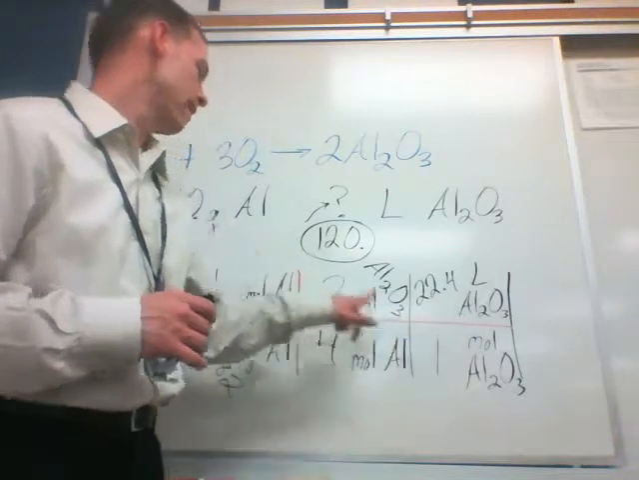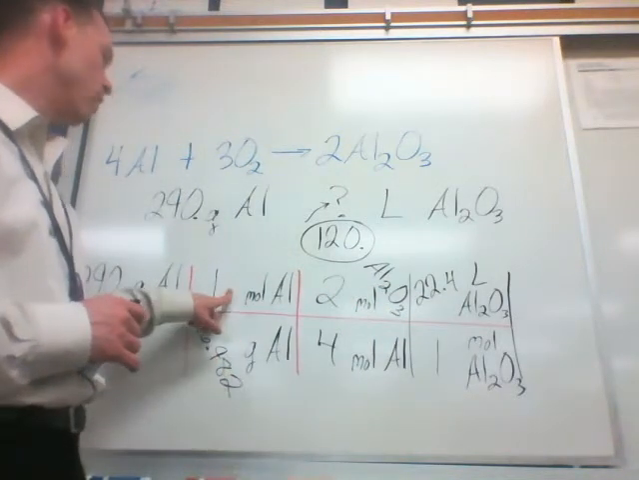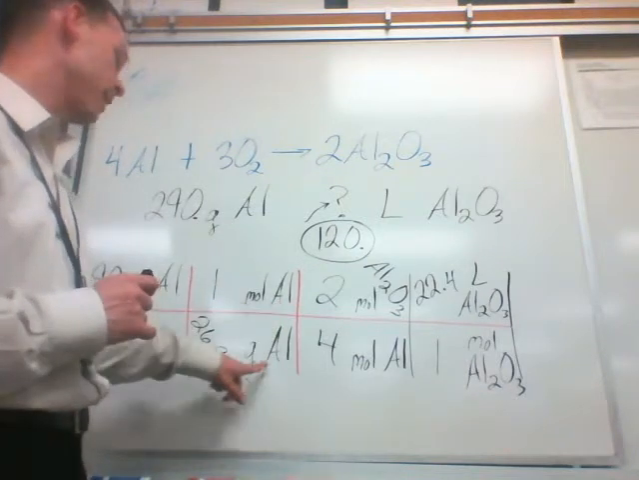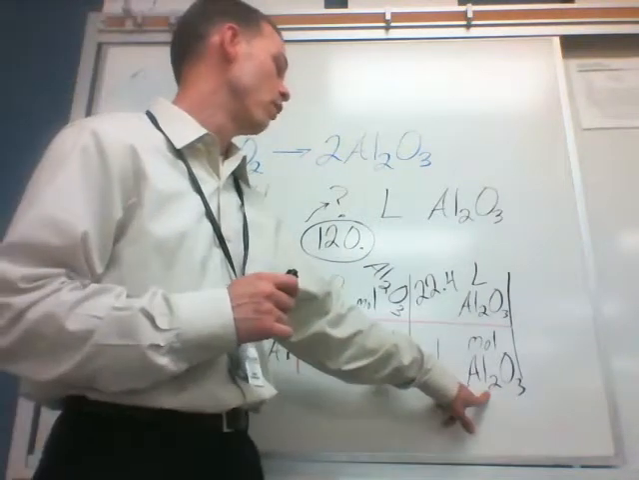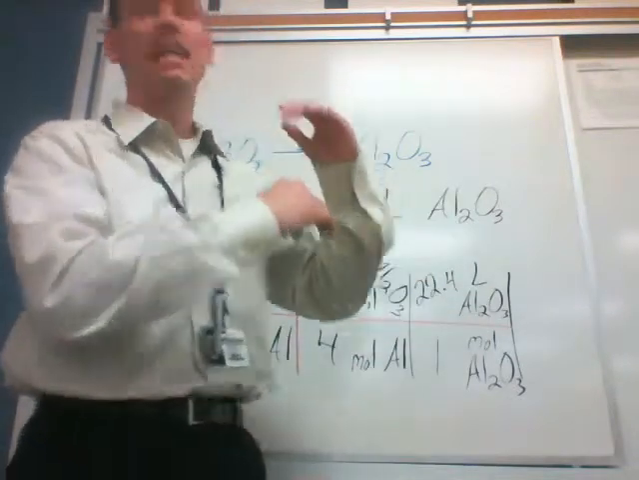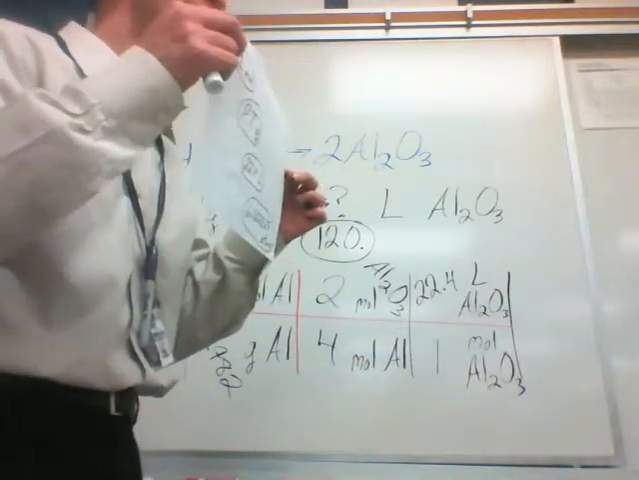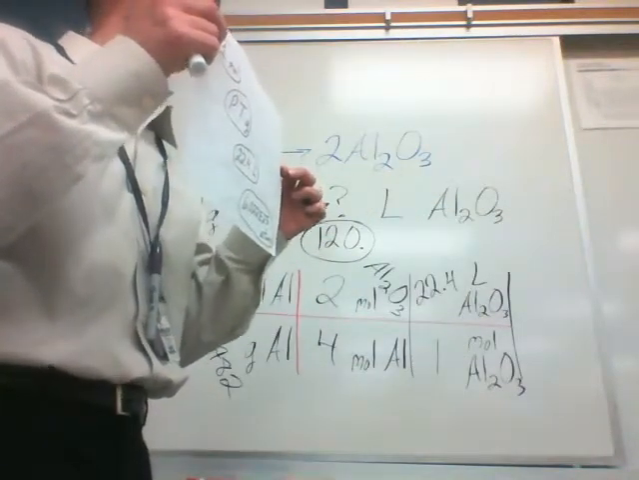Because every set of squares are equal to each other, like 1 week equals 7 days. And I know that 1 mole of aluminum is the same thing as this many grams of aluminum, just like 1 mole of aluminum oxide is the same thing as this many liters of aluminum oxide. They're set completely even to each other. That's what this is. This right here are 4 things that are equal. 1 foot equals 12 inches.